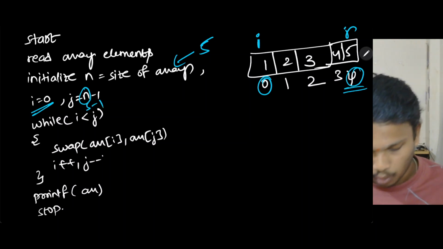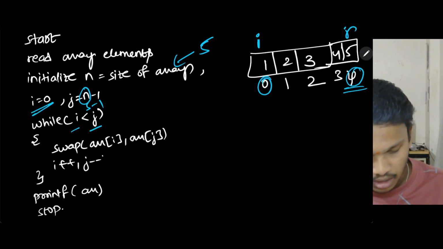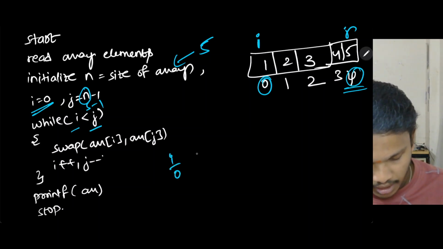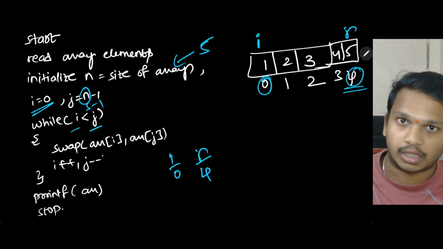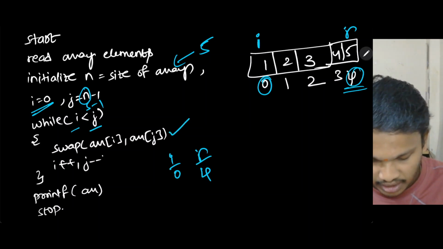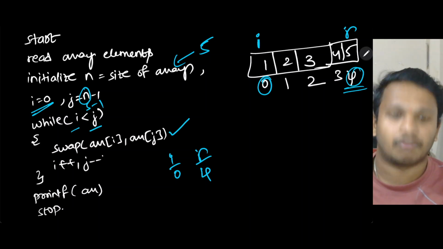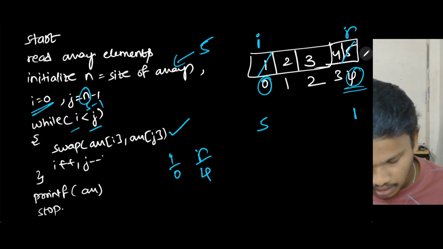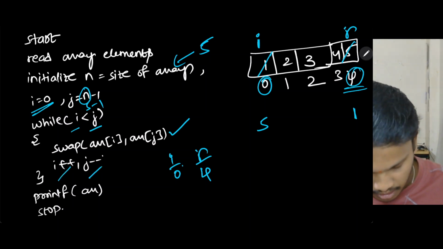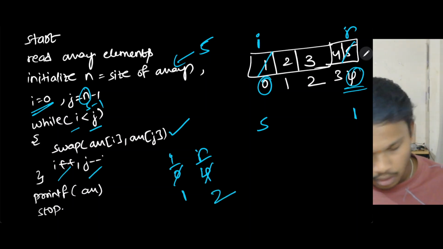Okay, this is clear. While i value less than j. Initially, what is i value? 0, and j value 4. So i value 0 less than 4 is true, so we will start the algorithm. In the algorithm, what we will do? Just swap 0th element with 4th element. I am swapping 0th element with 4th element. Now we got like this. Next what happens? i plus plus, j minus minus. i value becomes 1, j value becomes 3.